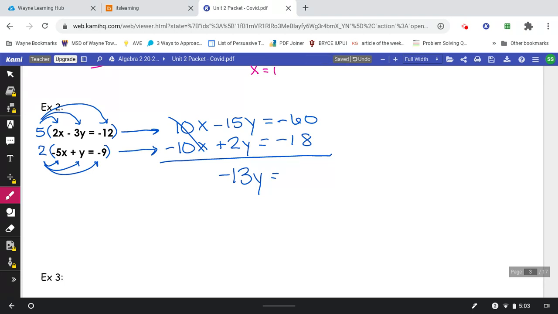Then negative 60 and negative 18 combine to make negative 78. Last step, divide out the negative 13. Those cancel. And 78 divided by 13. Type that into your calculator. You should have gotten a true answer of 6.